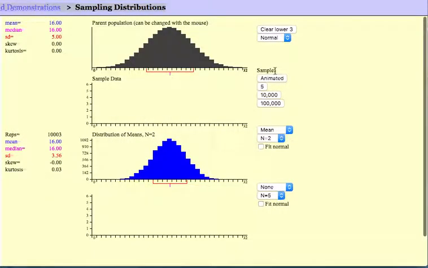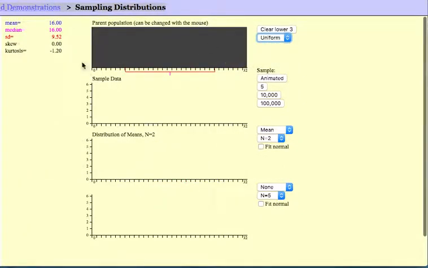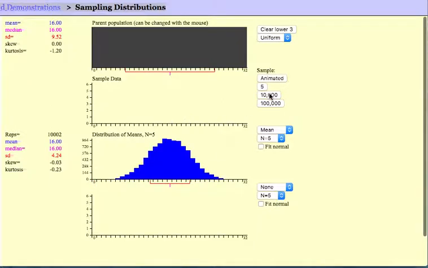Okay, so let's go back to the applet and I'm going to change the parent population into a uniform distribution. So this is a uniform distribution. It has a mean of 16 and standard deviation 9.52. So I'm going to take random samples of size 5 this time. Let's take one random sample and this is their sample mean. A second sample and this is their sample mean. Likewise, let's repeat this 10,000 times and these are the sample means, or the sampling distribution of x bar.